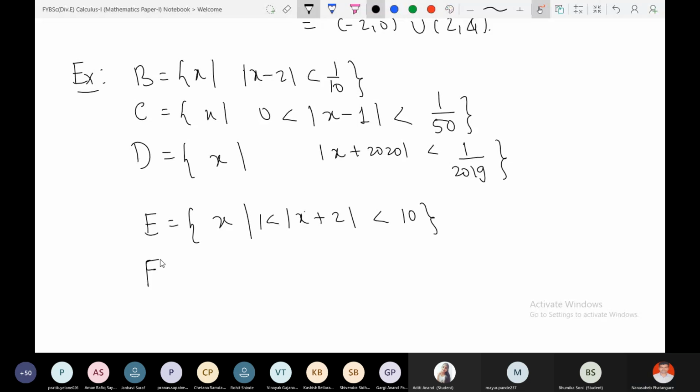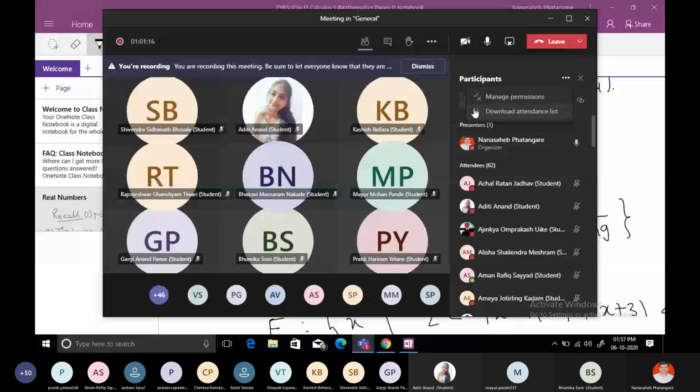F, x such that plus. Okay, so you just try to explore this and simplify this and try to obtain the sets. If any doubts, next time we'll discuss more about it. Right, so any doubts so far? Any doubt? Any difficulty? Or everything is easy?